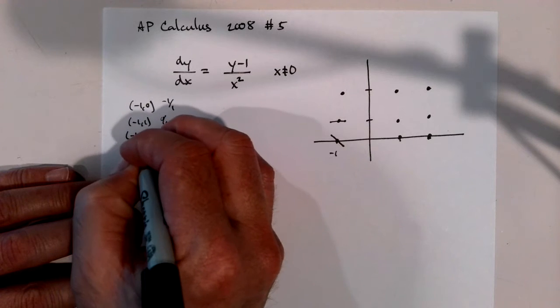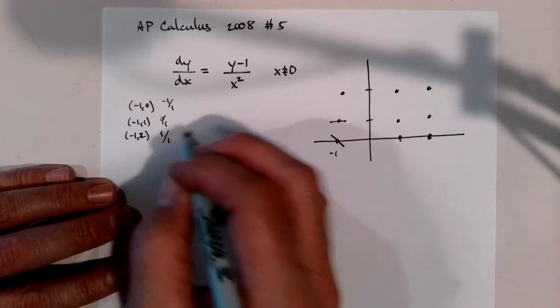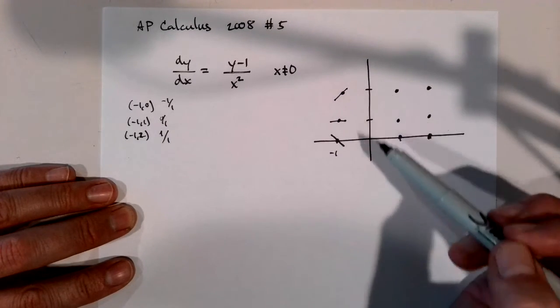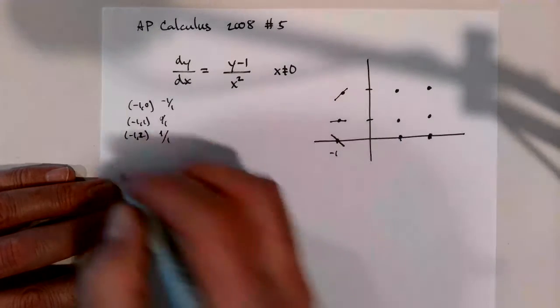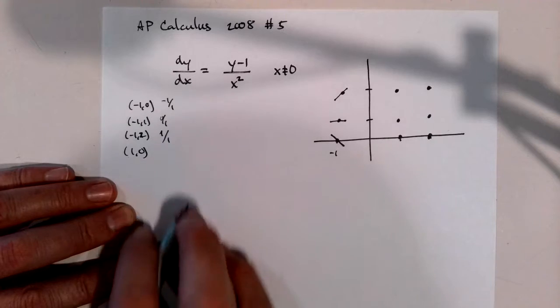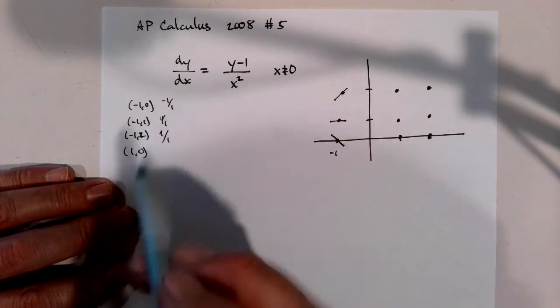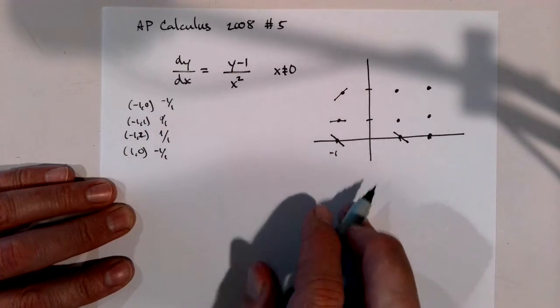And then we're going to plug in -1, 2. You can see you're going to get 1 on top and 1 on the bottom. So a slope of 1. It doesn't ask for anything on the x-axis because when x is 0, it's undefined. So we come over here and look at 1, 0. As you type in 0 for y, you get -1 on top and 1 on bottom. So it's a slope of -1.